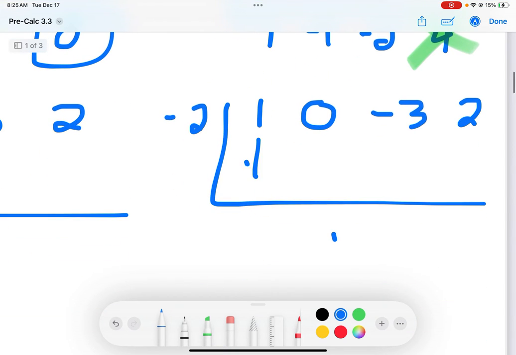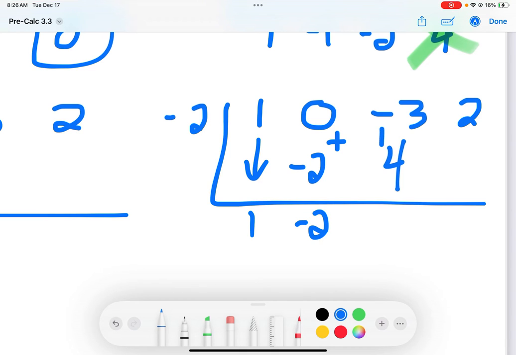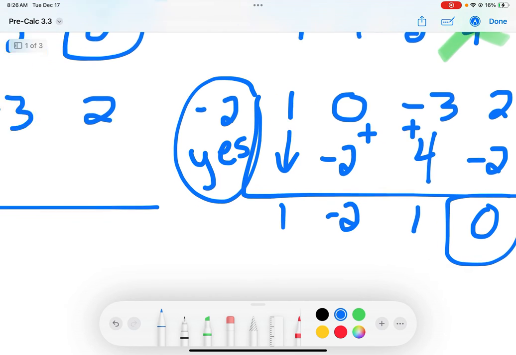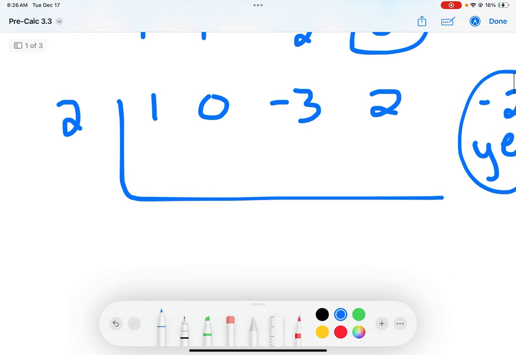I'm going to scroll down, bring down the 1. -2 times 1 is -2. Add them up. -2 times -2 is +4. Add them up and we get 1. -2 times 1 is -2. Add them up and we get 0. So yes, -2 is a 0.